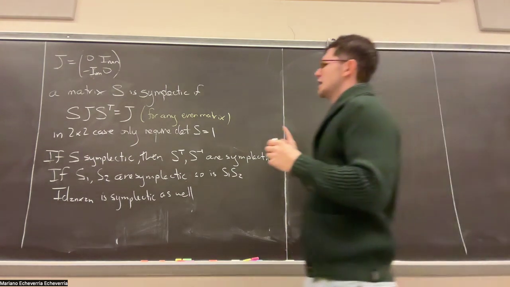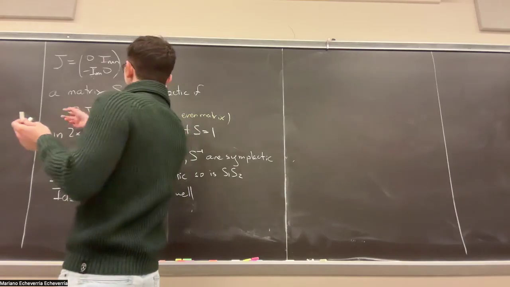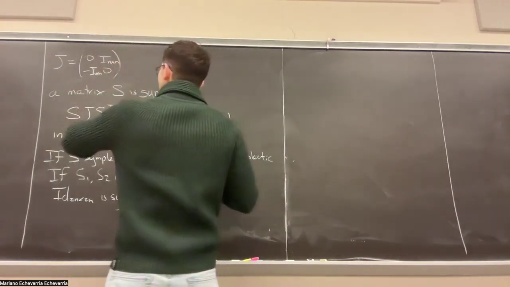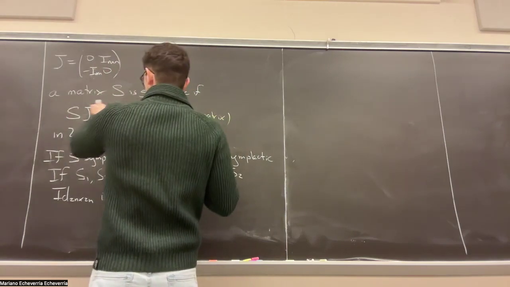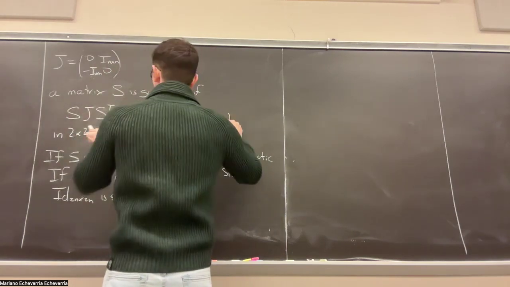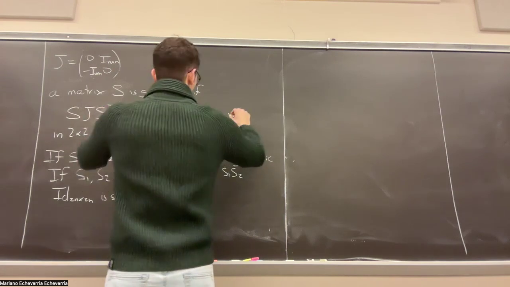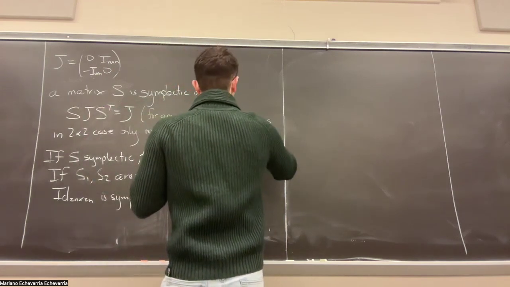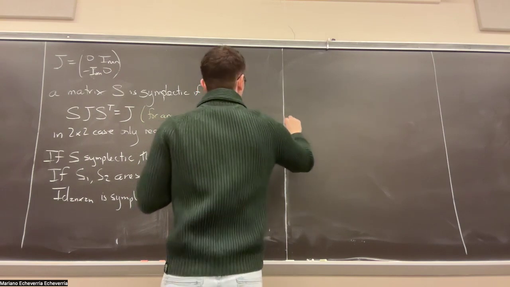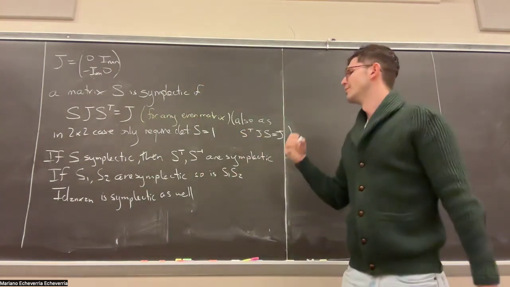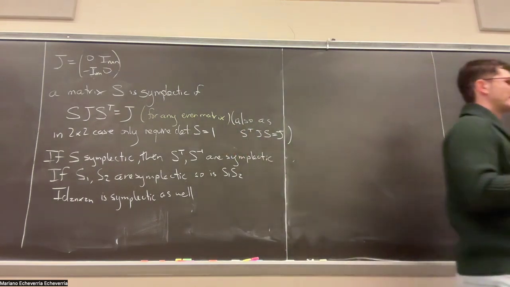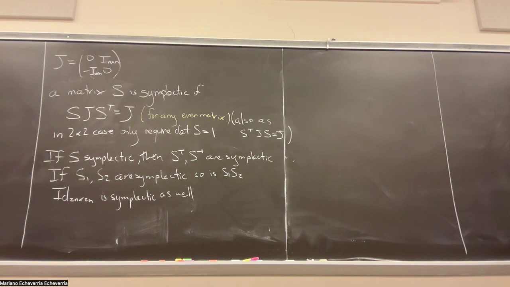So this may be slightly different from how I wrote this last time, because the fact that the transpose satisfies this condition whenever S does means that you can also write this as S transpose J S equals J. So it doesn't matter at the end of the day whether you put the transpose in the first factor or the second factor.